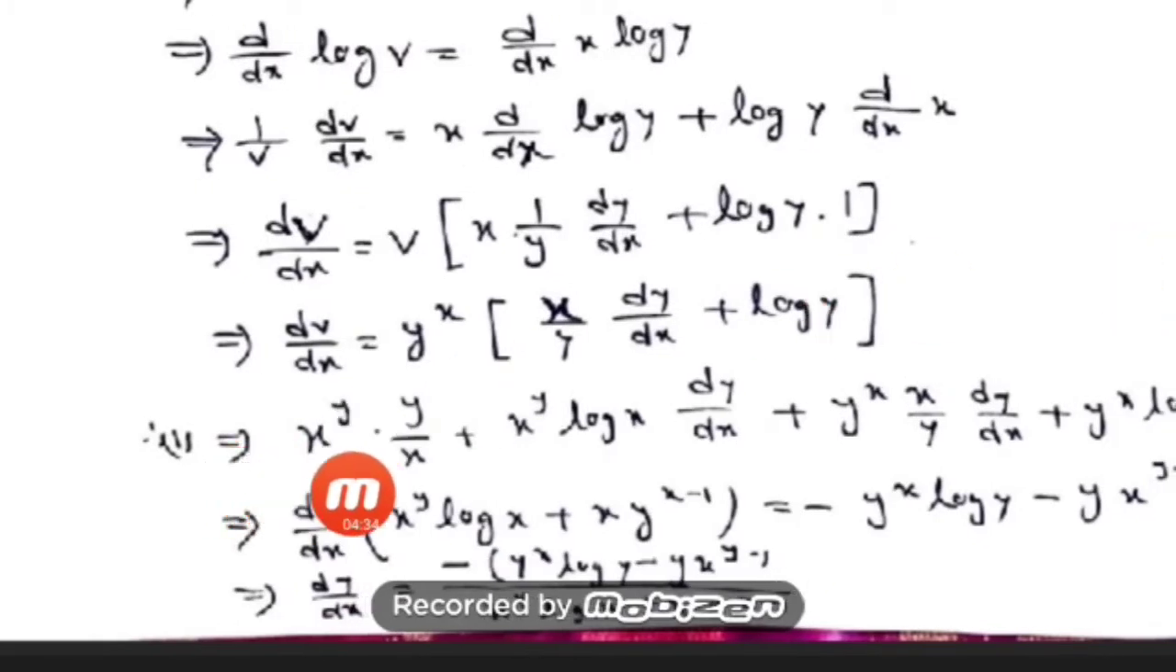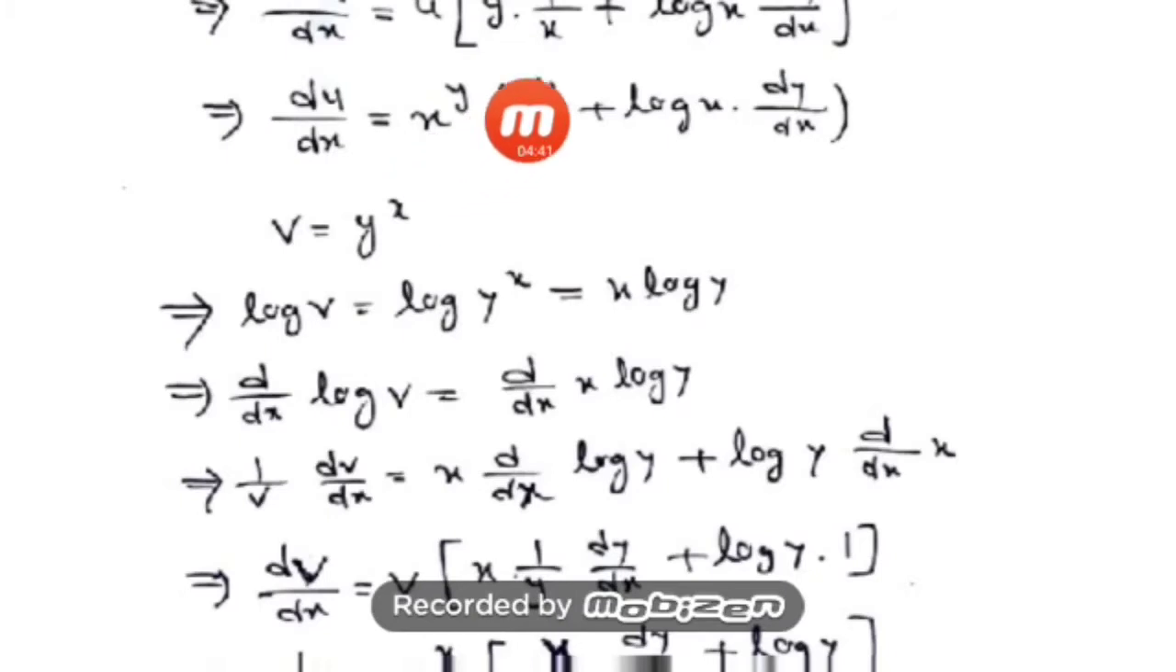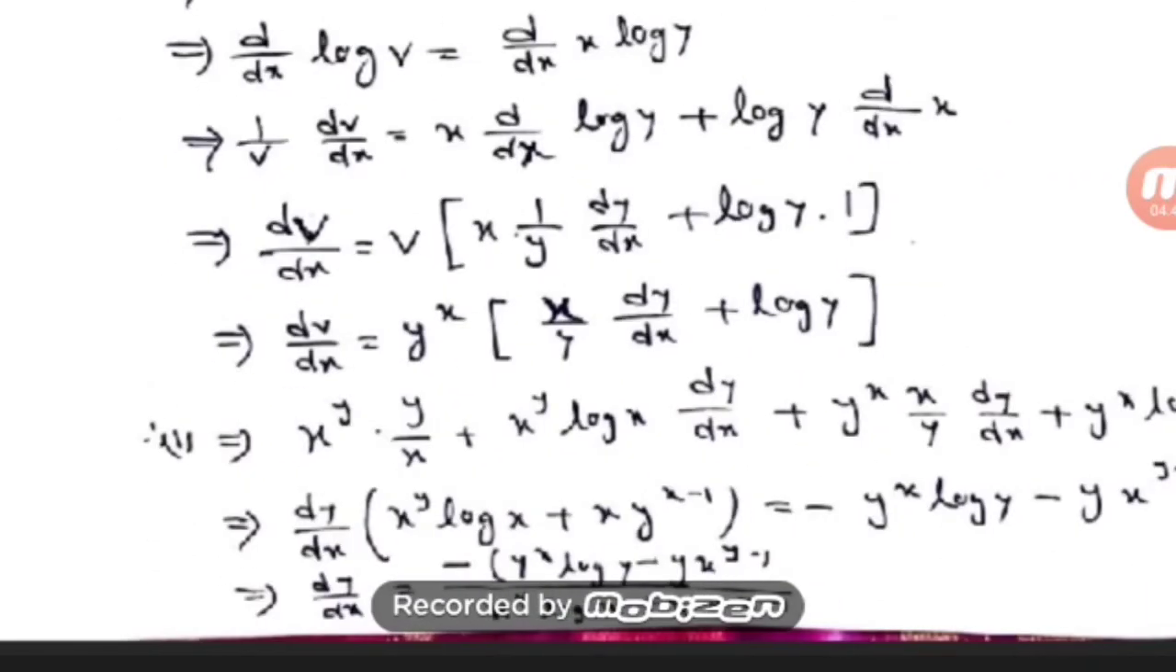Implies, put the value of du/dx: x to the power y, y by x, x to the power... just here you see I just opened the bracket here, x to the power y, y by x plus x to the power y log x dy/dx. In this way I have written this solution. Similarly here also, y to the power x into x by y dy/dx, this is y to the power x into log of y. This is equal to 0.